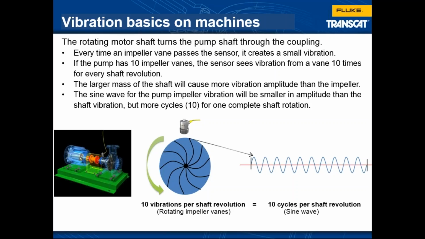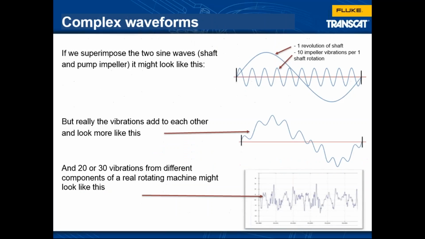So you can see in this example, we have a sine wave. This sine wave is making 10 cycles per revolution because there are 10 impellers on the shaft. And every time the shaft makes 1 revolution, we get 10 vibrations from the impellers. So you can see the sine wave is repeating a lot more frequently, but the amplitude is smaller. You're going to get a lot less vibration from the impeller of a pump than you would from this big heavy shaft. So that's really what vibration is all about.